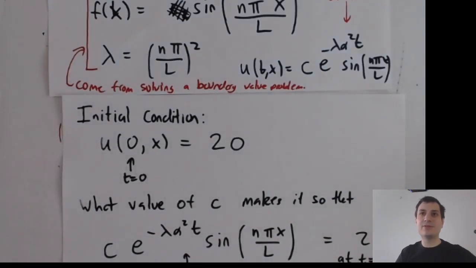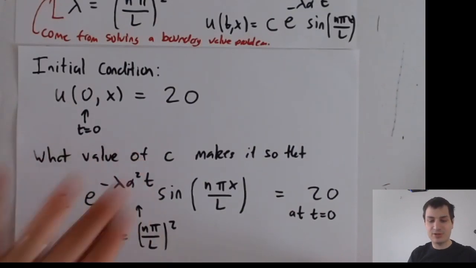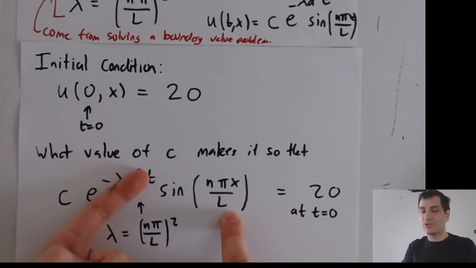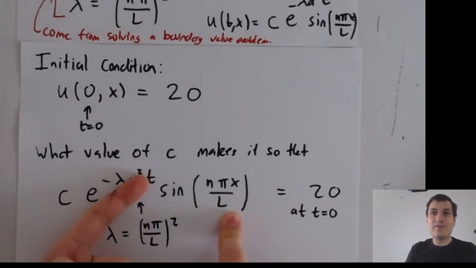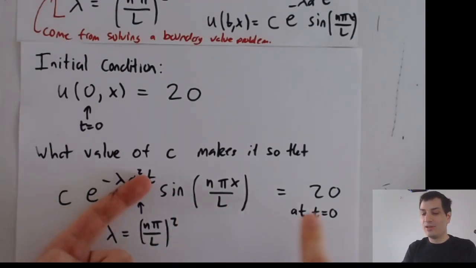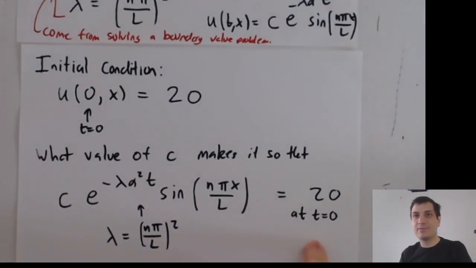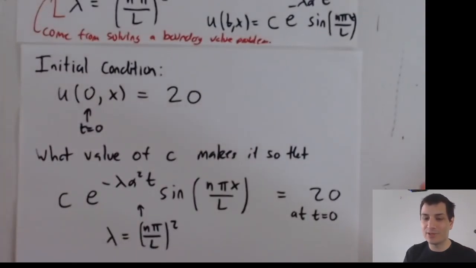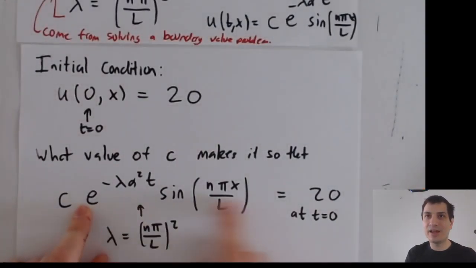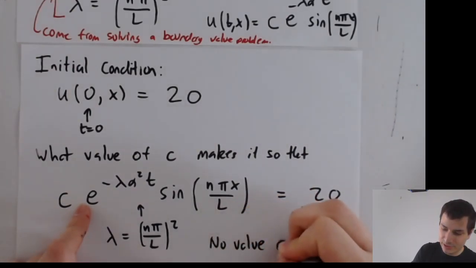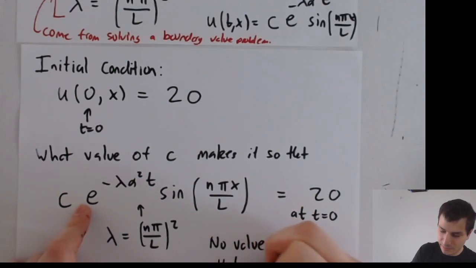So when you plug in t equals 0, the exponential goes away. You just get c times the sine of n pi x over L. So really, what value of c and what value of n makes it so that c times the sine of n pi x over L is equal to 20? That would be what we're trying to do. What value of c works at time t equals 0? And the answer is there is no value of c. There is no value of c, and there's no value of n that makes this equation work. So there is no value of c that works.